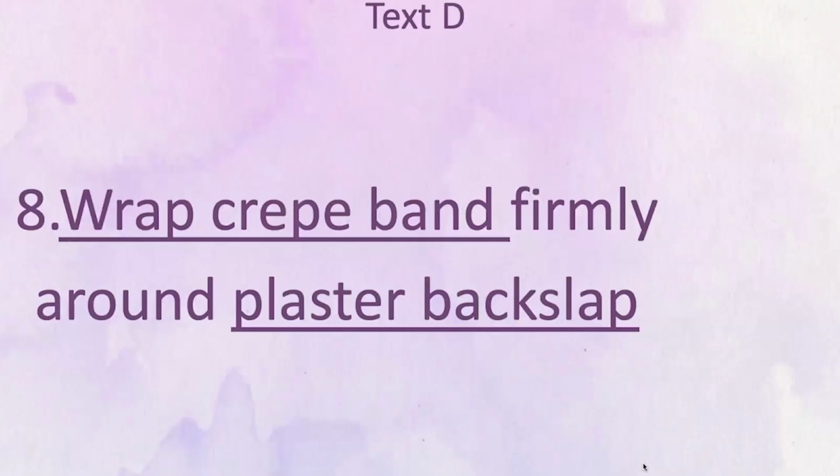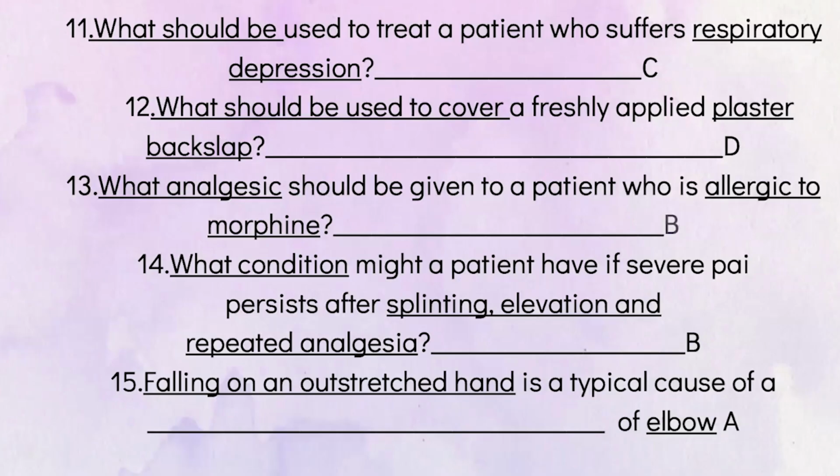Then the next question is, falling on an outstretched hand is a typical cause of a dash of the elbow. That is something related to the cause. These causes are only told in part A. The remaining texts are dealing with the management, medication, and procedure. So we can assume that it might be in part A, text A. So we have to write that it is in text A.